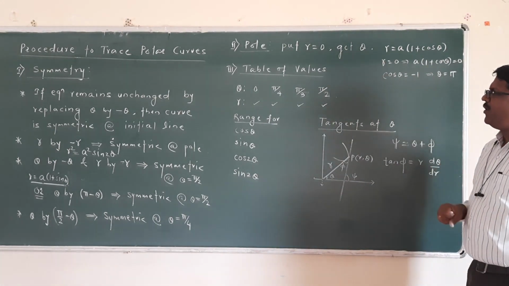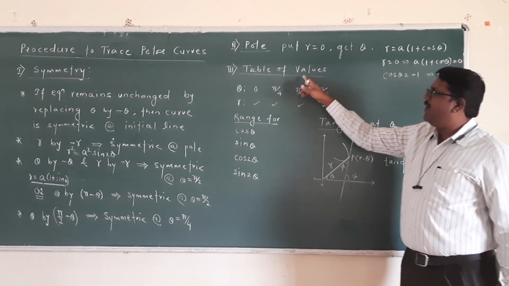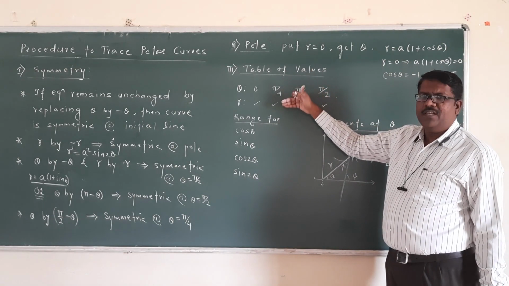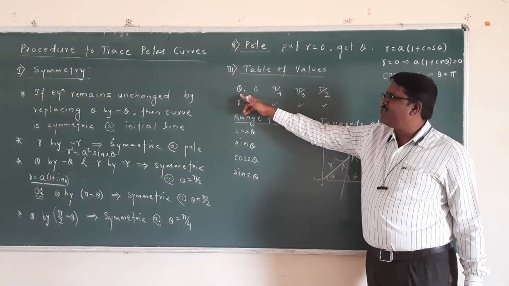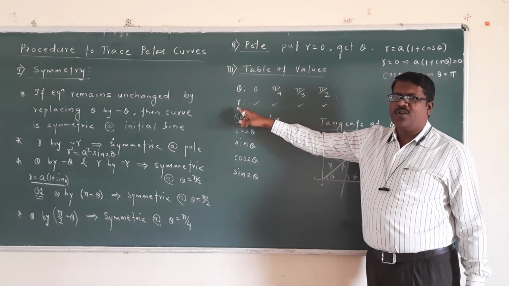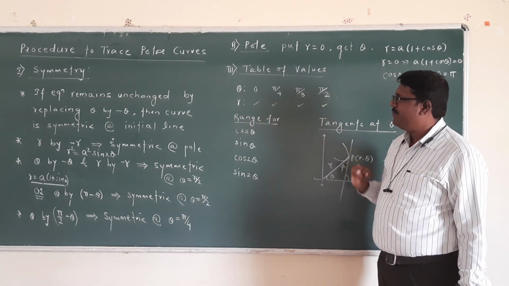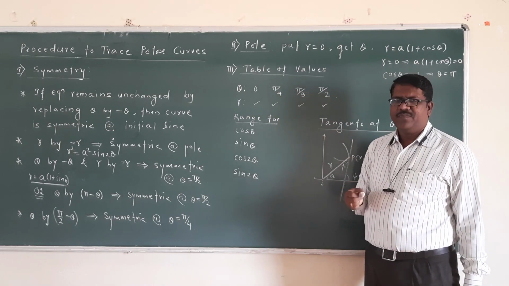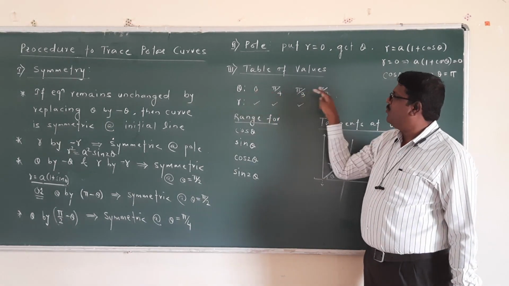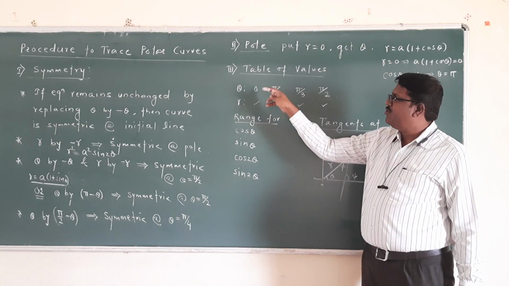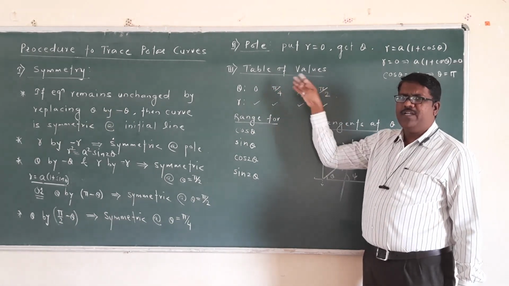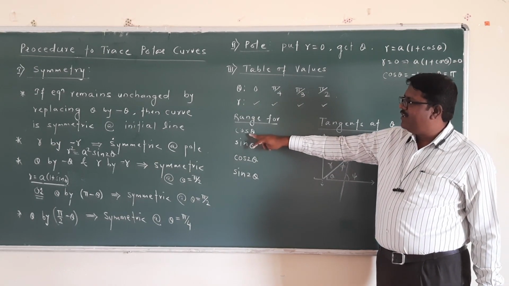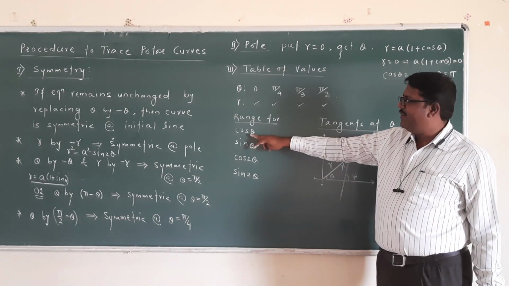Okay. Now the third point is the table of values. Here we are going to prepare a table containing some values of theta, and then accordingly we calculate values of r. But the thing is, how to decide these values of theta? Whether to take it from 0 to pi by 2, or 0 to pi, or pi by 2 to pi. So it depends upon the term contained in the equation.